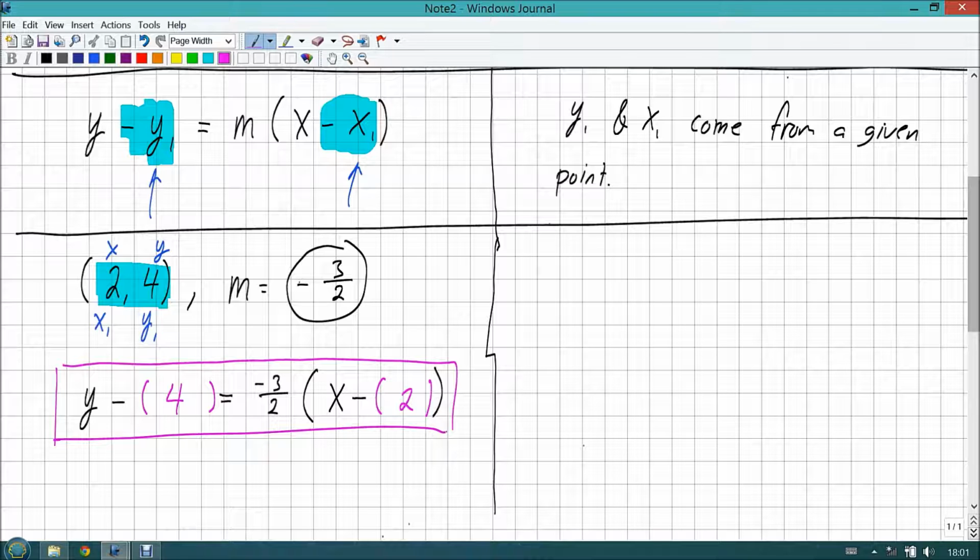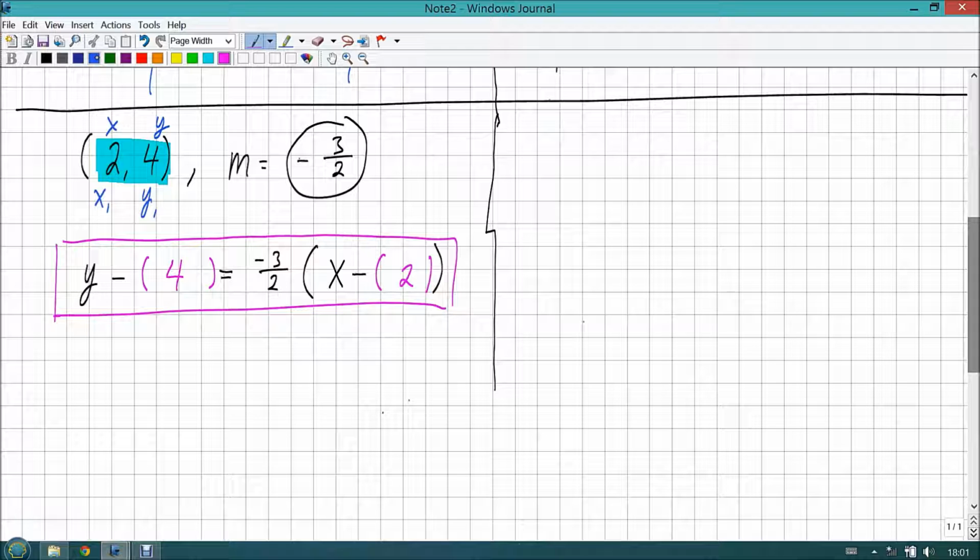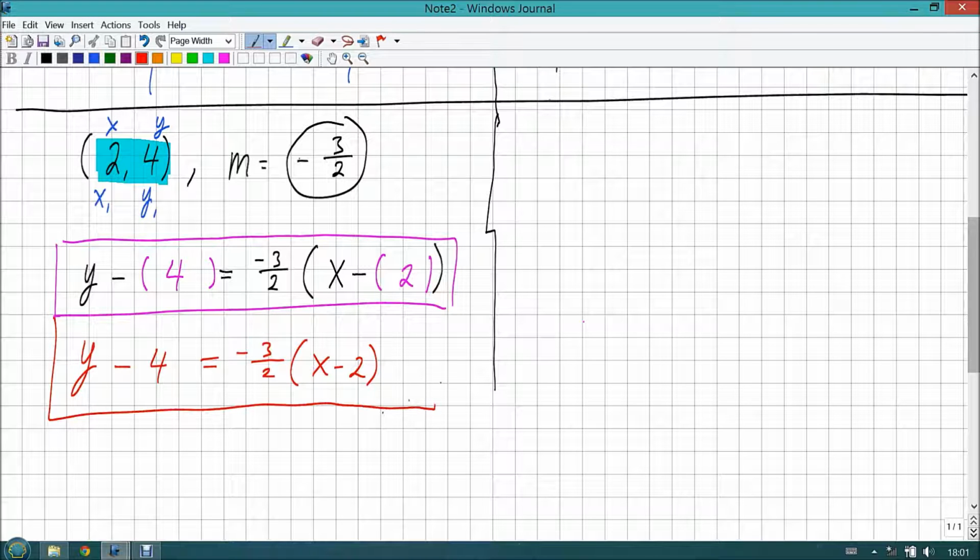This is just fine. Now, most of the time, your teacher will say, no, I want it to be prettier. And I'm like, okay, all right, whatever. Let's make it prettier. Let's go ahead and drop the parentheses. So I have y minus 4 is equal to negative 3 halves times x minus 2. And this would be, of course, the prettier one that's more refined. It's the one that actually took a shower before coming to school. It's the nice one, the one that everybody likes being around.